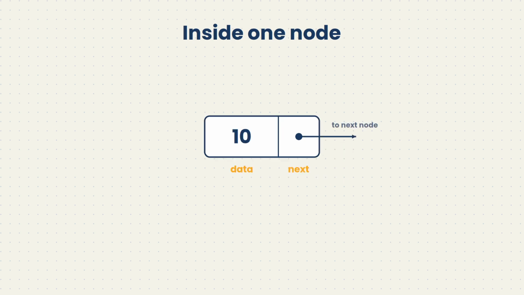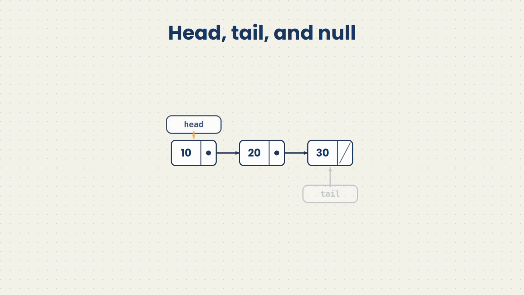Let us look at a single node closely. It has two parts. The first part stores the value, here the number 10. The second part stores a reference to the next node, not the next value itself, but the address of where to find it. That second part is the pointer. This tiny pairing, a value plus a pointer to the next node, is the entire idea a linked list is built from. The list itself only needs to remember one thing: a pointer to the very first node, called the head. From the head, you can reach every other node by following the links.